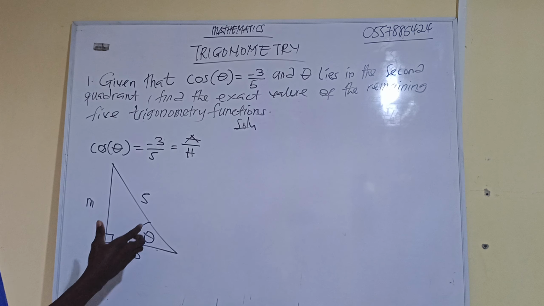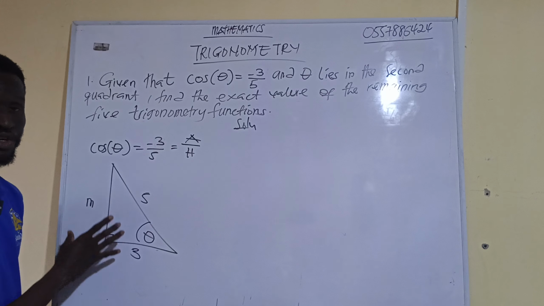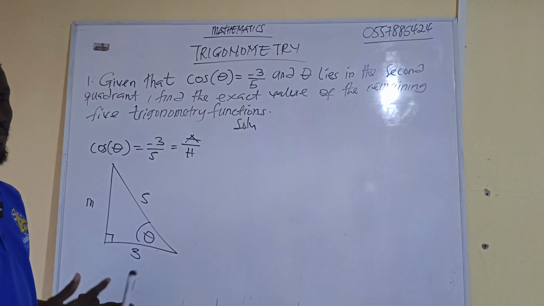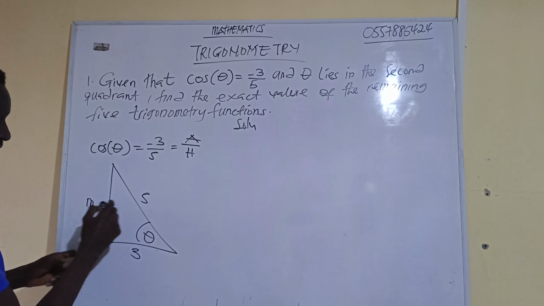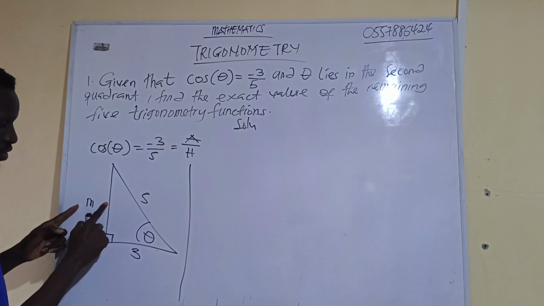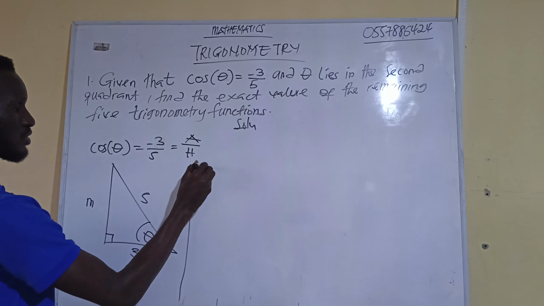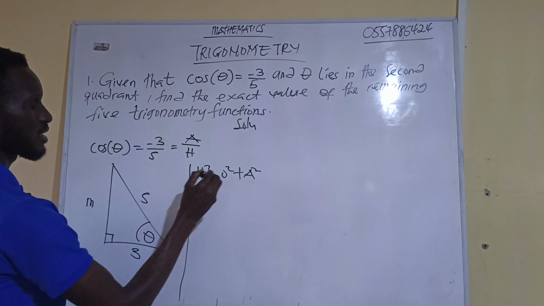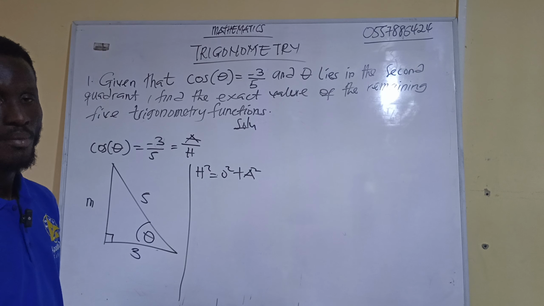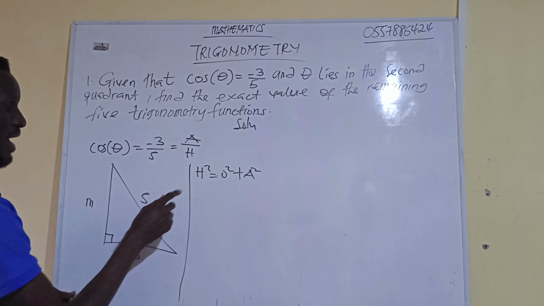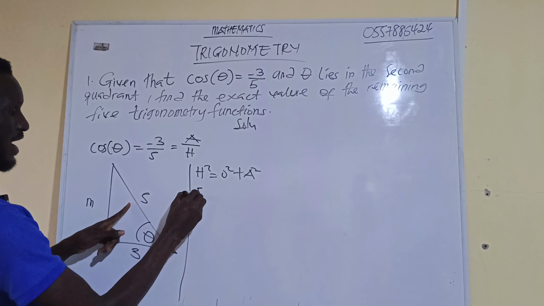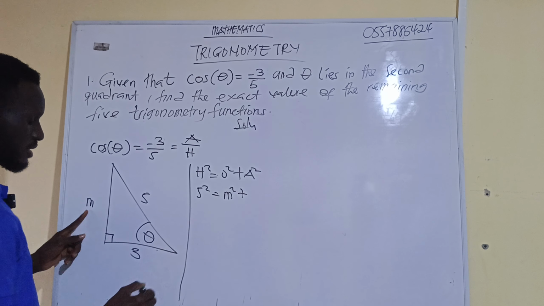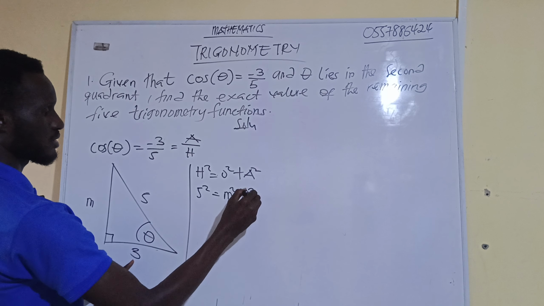So you represent this in a right-angled triangle form, then you solve for the other side. Let's solve for m. Don't forget that the hypotenuse squared is equal to opposite squared plus adjacent squared. That is from Pythagoras theorem. The hypotenuse is 5 squared, the opposite is m squared, plus the adjacent is 3 squared.